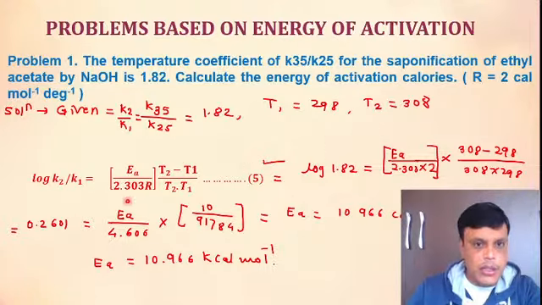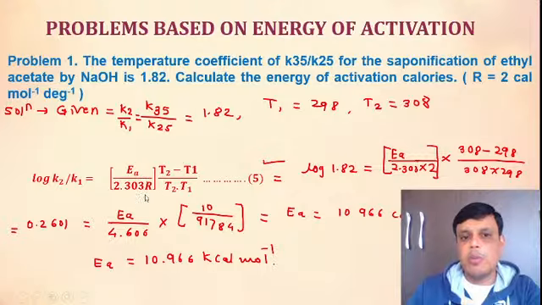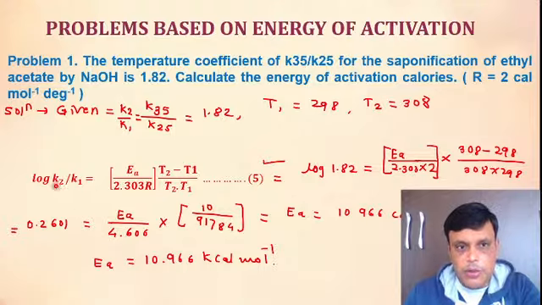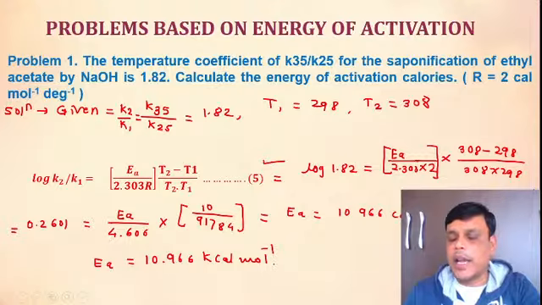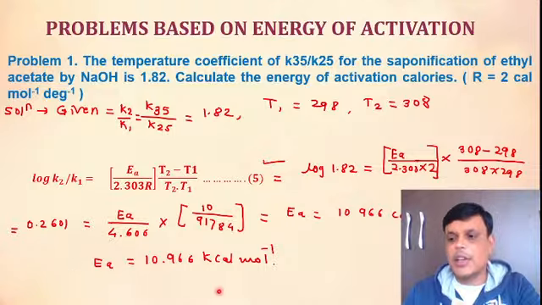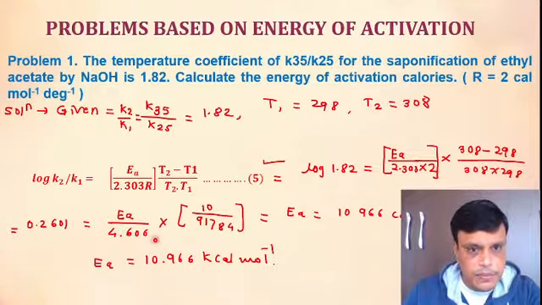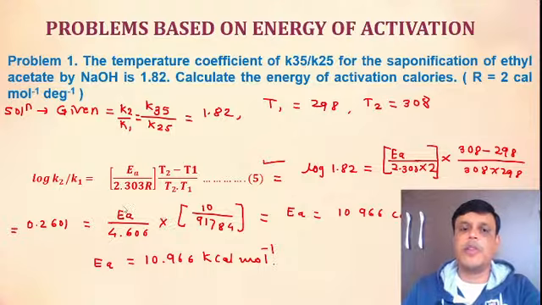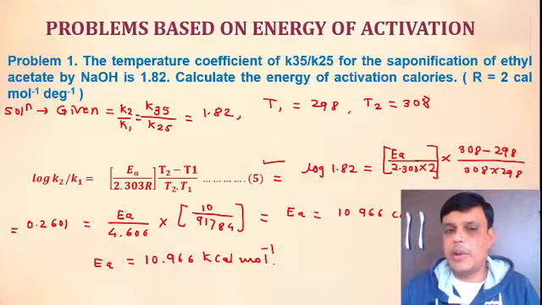Then you have this equation that we derived in the second method, the analytical method: log K2 by K1 is equal to EA by 2.303 R times T2 minus T1 divided by T2 into T1. You have to put the values of the ratio K2 by K1, then the value of R, which is given as 2 calorie per mole per degree, then T2 minus T1 divided by T2 into T1, and after solving you will get the energy of activation. So you have to rearrange this equation in terms of energy of activation and just do the multiplication and division. You will get the value.